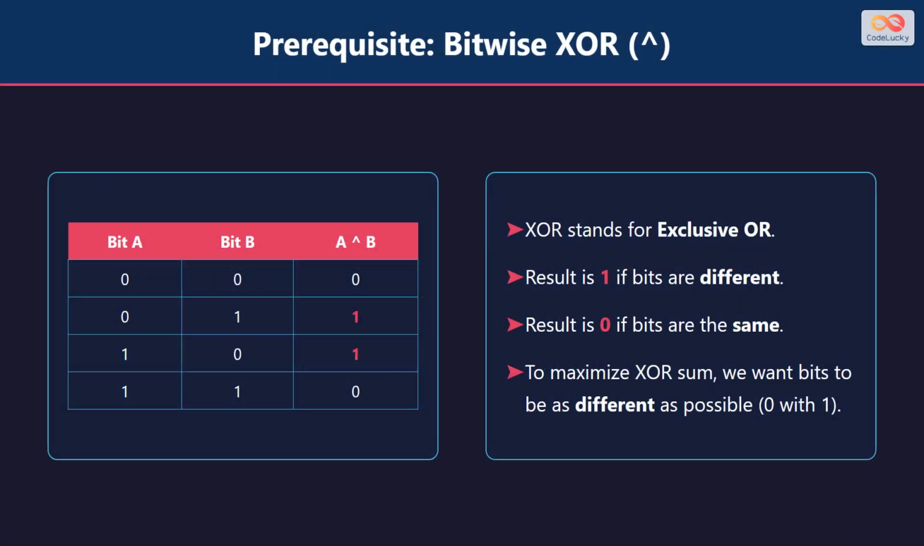Before we dive in, let's quickly recap the XOR operation. XOR stands for exclusive OR. When comparing two bits, if they are different, the result is 1. If they are the same, the result is 0. Crucially, to maximize an XOR sum, we want to match bits with their opposites whenever possible.